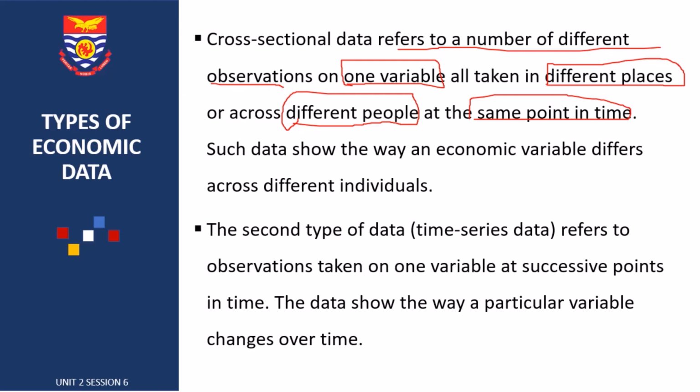So I can say I want to collect the GDP of Ghana, Nigeria, and South Africa. So the common variable is GDP, but the different places or people are Ghana, Nigeria, South Africa. I will say, okay, I'm collecting it from 2006 to 2007. Such data show the way an economic variable differs across different individuals. Now, how about the time series data? This is observations taken on one variable, also one variable, at successive points in time. The data show the way a particular variable changes over time.